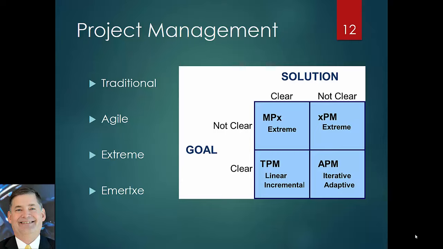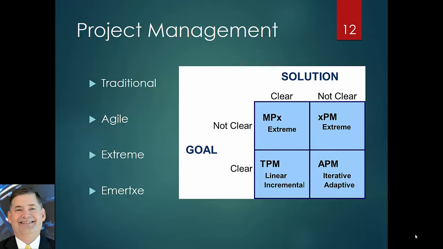When you look at project distribution, traditional projects are about 20% of the projects out there. Agile is around 70%. Extreme and emergency are each about 5%. So most of the projects out there are agile. You do need to be careful in that most of the consulting companies want to sell you traditional project management, as that's the one that has the least amount of risk to them.